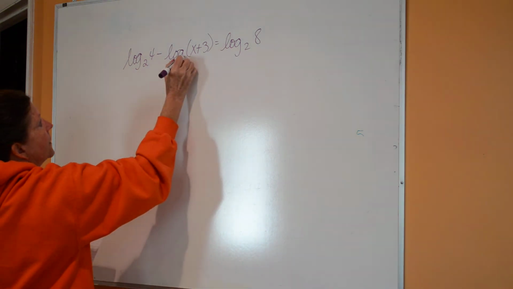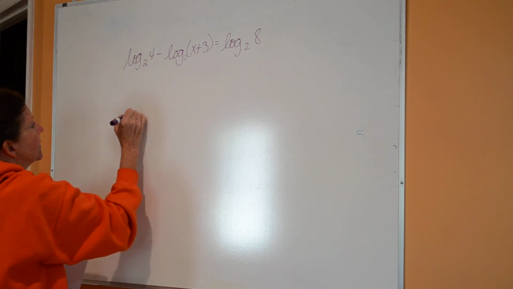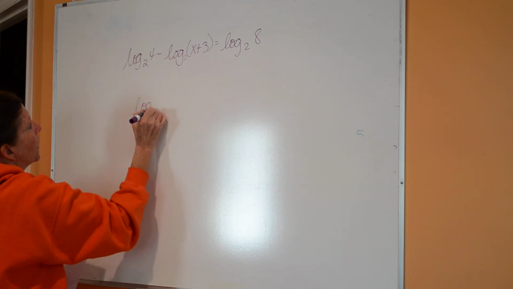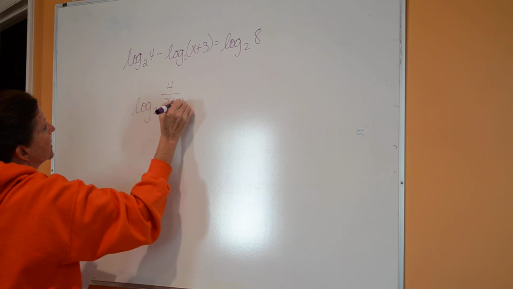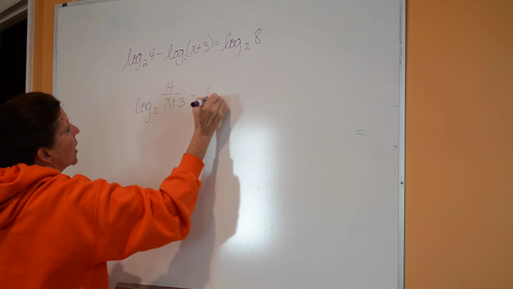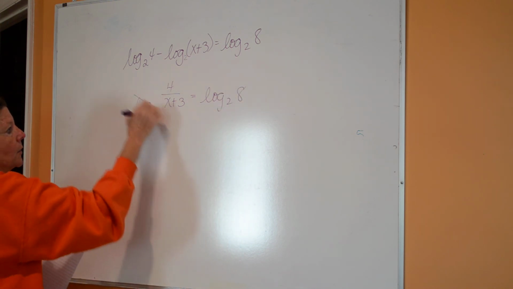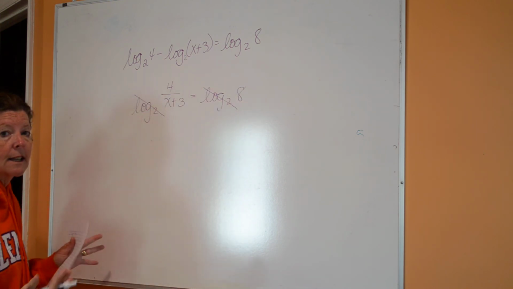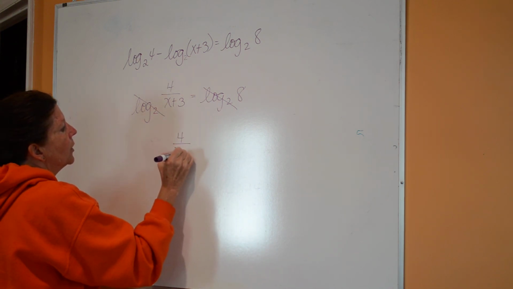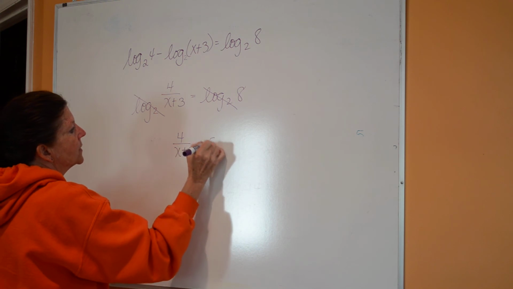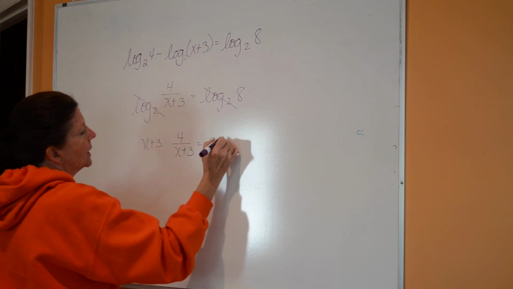All right, these two are subtraction, so I know that this is a division problem. So I write it with one logarithm, so it's 4 over x plus 3 is equal to the log base 2 of 8. I'm down to a logarithm on both sides, so it's like I divide by the log base 2, so they're gone. So I have 4 over x plus 3 equals 8. I'm going to multiply both sides by x plus 3.